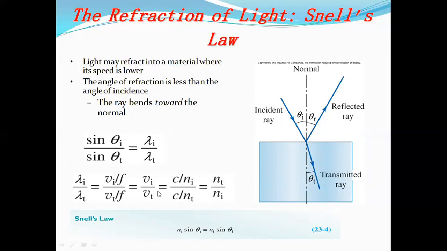We also write here that eta is equal to c by v. So we write nt by ni. We know that in Snell's law, ni sine theta i is equal to nt sine theta t. From this equation we can write lambda i by lambda t from sine theta i by sine theta t.